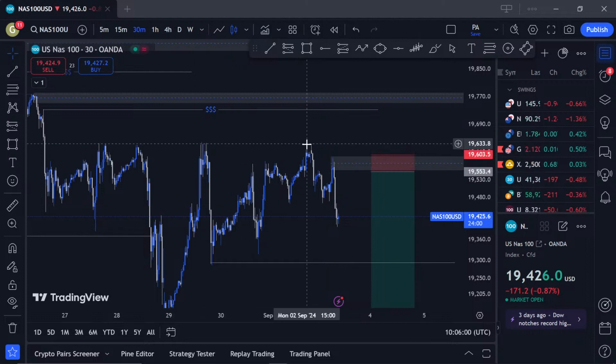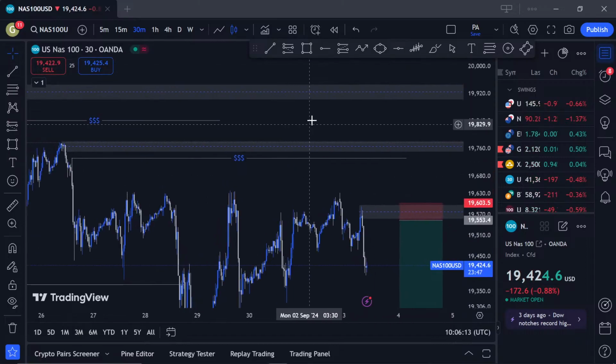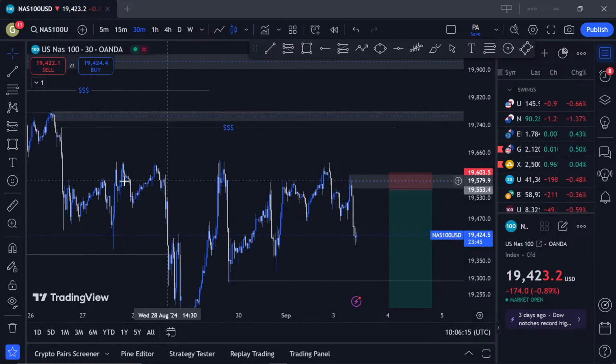This level even looks like the strongest level due to the multiple equal highs it created. This level really looks strong. So these two levels are likely to hold more than those two at the top, because those two at the top are far away, but these two are really close to very key levels.